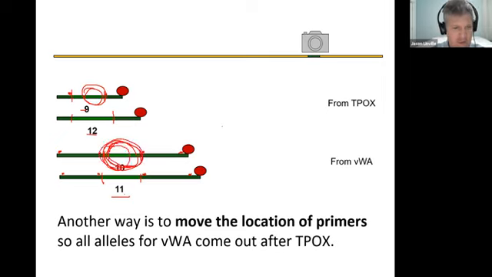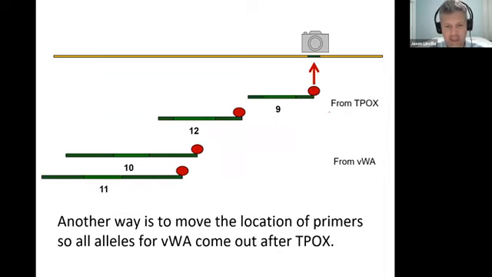In this situation, can everybody see that even though this 10 allele has less repeats than the 12, based on where we put our primers, okay, the 12 is actually smaller. So in other words, all of the alleles from TPOX are going to come out first, okay, and then all the alleles from VWA are going to come out next. Okay, what is that going to look like on a chart?